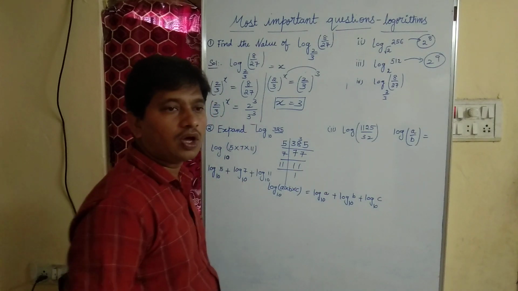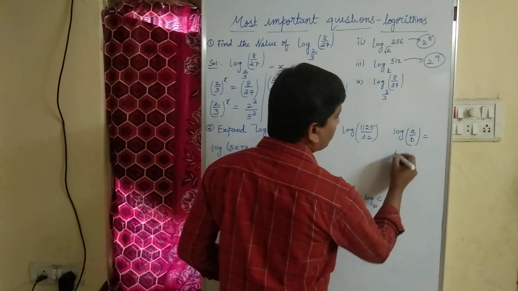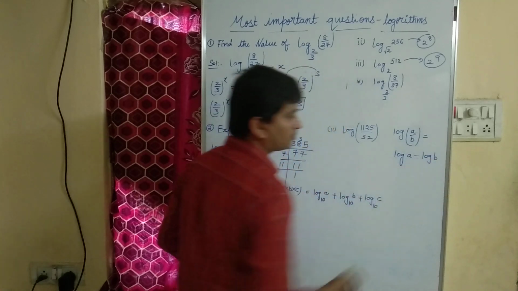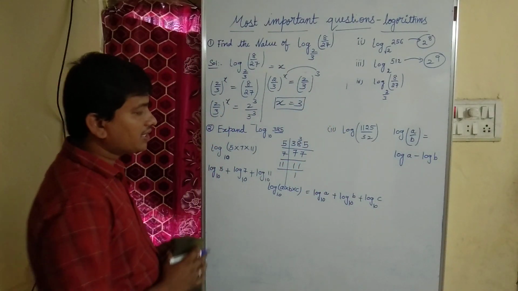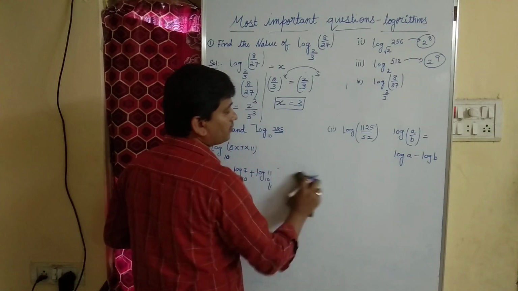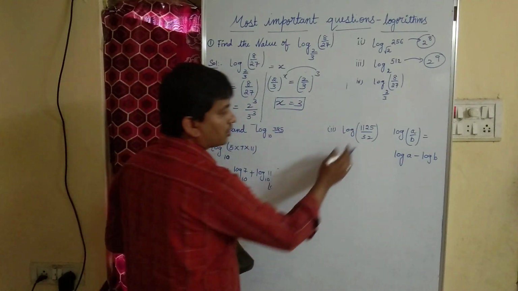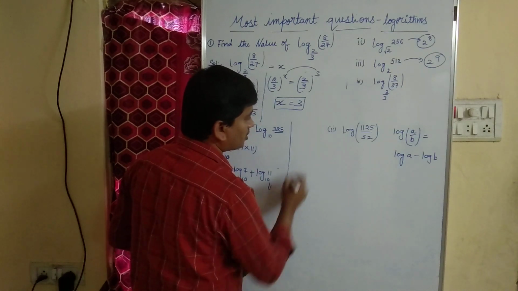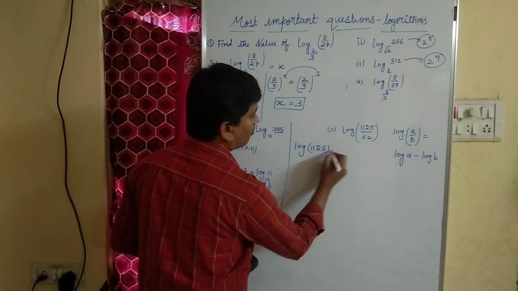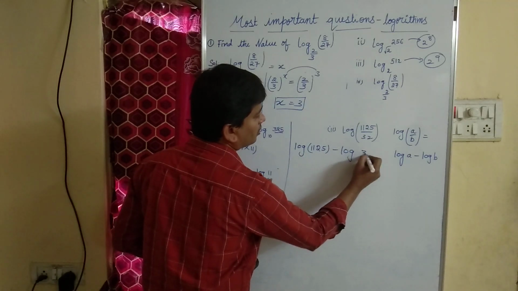What is the formula of log a by b? Log a by b I can write as log a minus log b. So log 1125 by 32 I can write as log 1125 minus log 32.